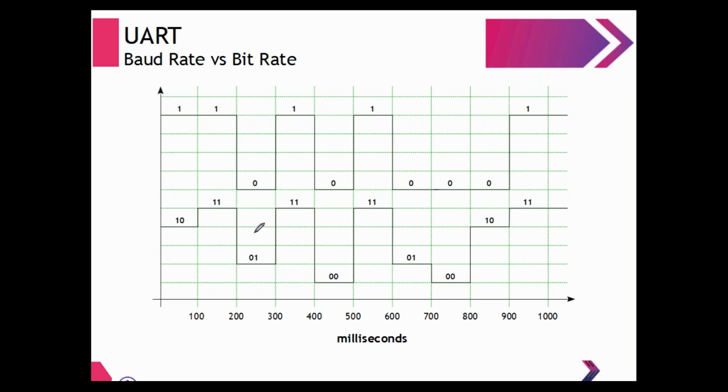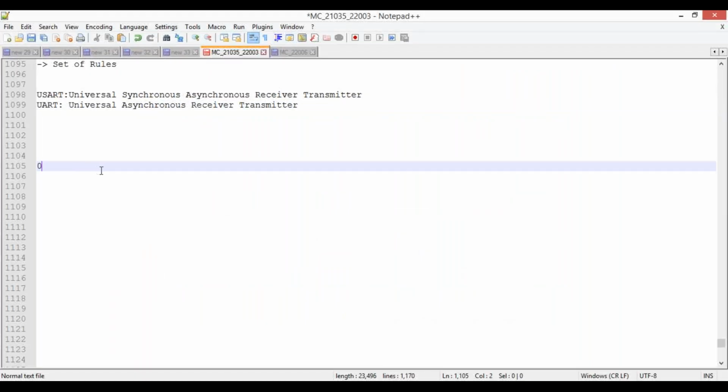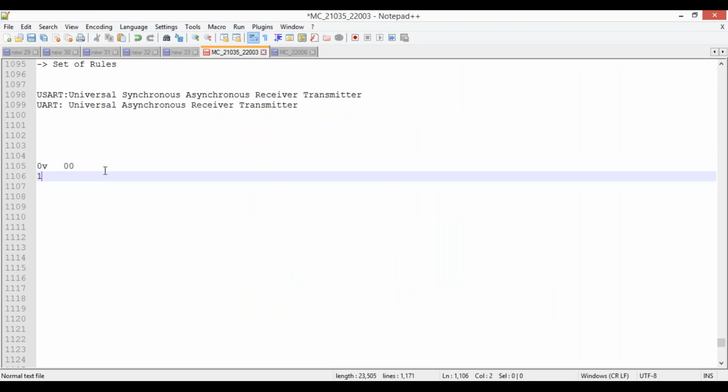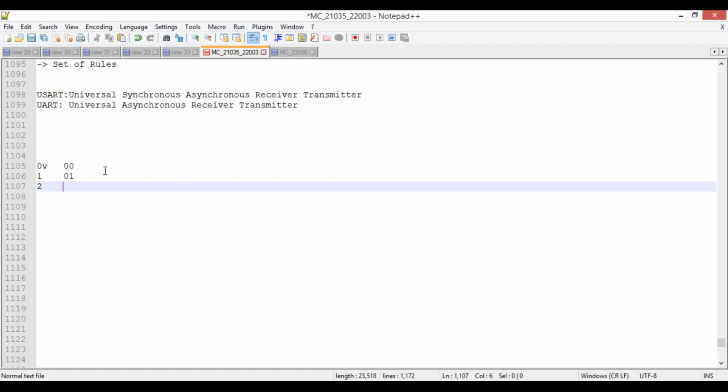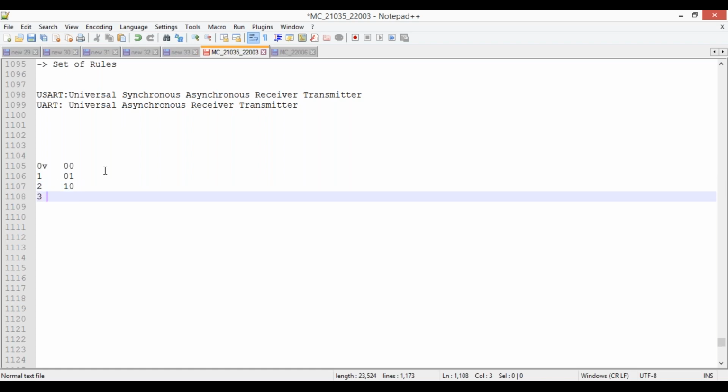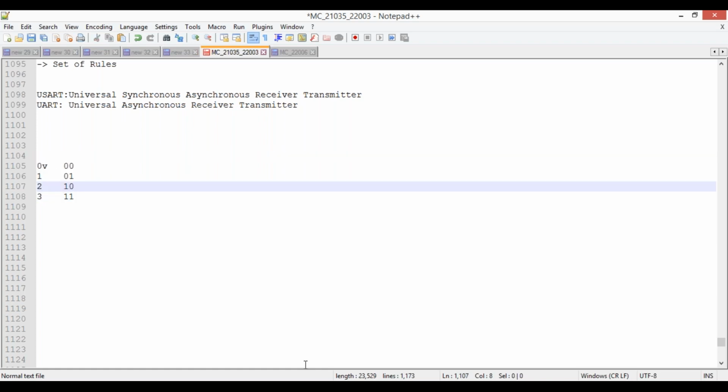Now it might be some modulated signal is possible. So let's say I have a modulated signal for some voltage levels, and I'm transmitting that. For example, let's say 0 volt I'm considering as 0 0, then 1 volt as 0 1, and 2 volt as 1 0, 3 volt as 1 1. Like this, I have a modulated signal and I'm transmitting that.